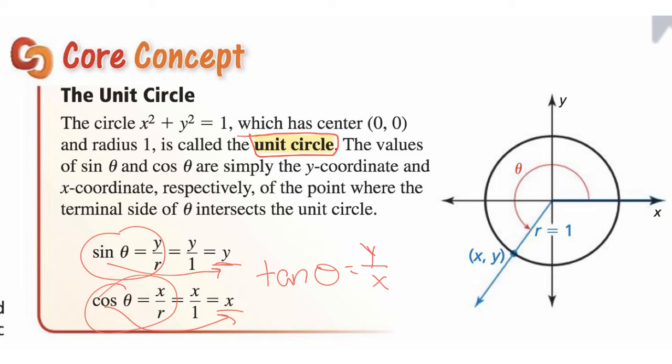Another thing I like kids to look at is cosine comes before sine in the alphabet. X comes before y in the alphabet. So it goes cosine is related to x, sine is related to y.